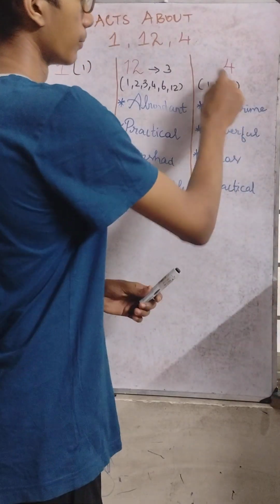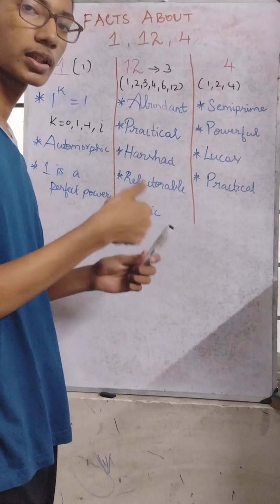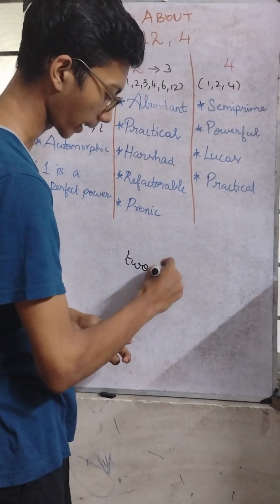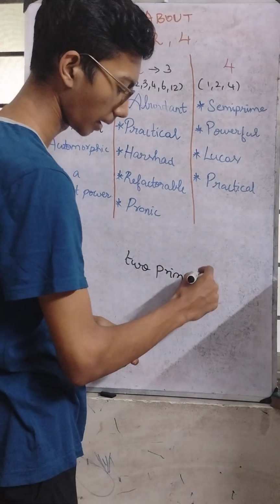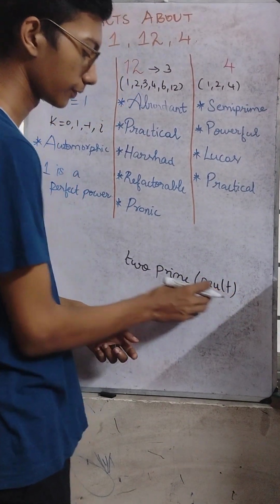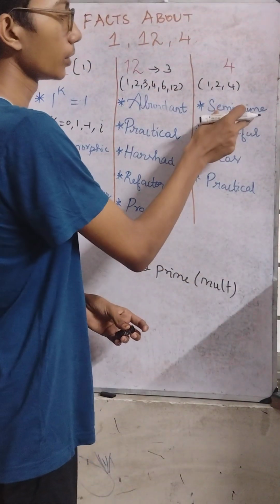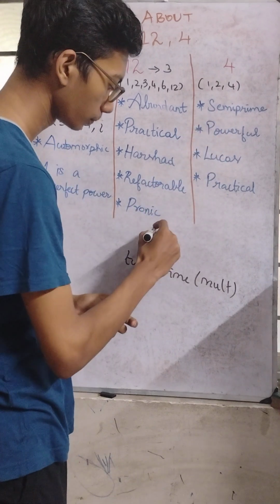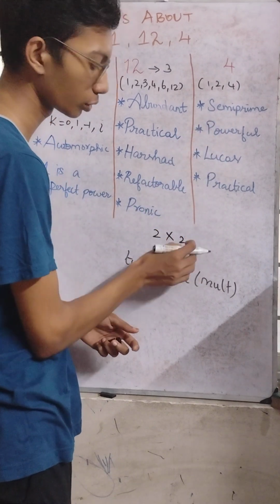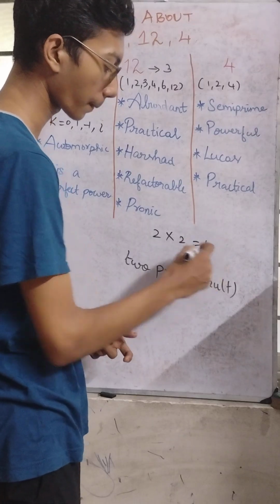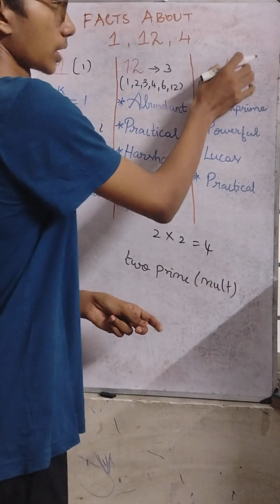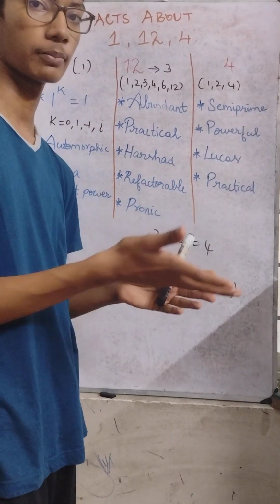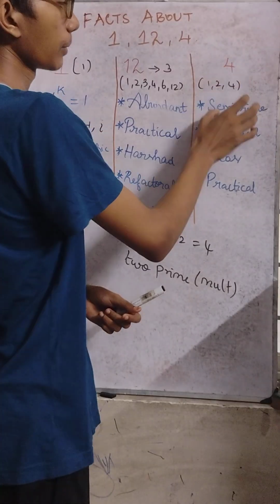Now if we get to the number 4, it is a semi-prime. So what does semi-prime mean? If two prime numbers are multiplied and they give the number itself, then those are called semi-prime numbers. Here 2 is a prime number and 2 times 2 gives 4. So if two prime numbers have a product that gives this number, then that number is a semi-prime. So that's about semi-prime and 4.